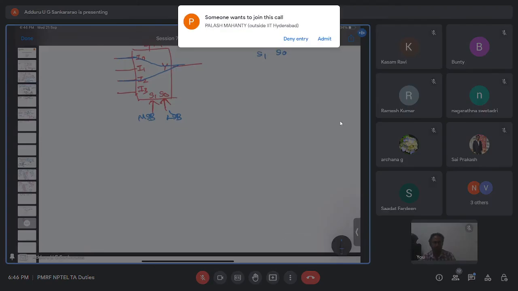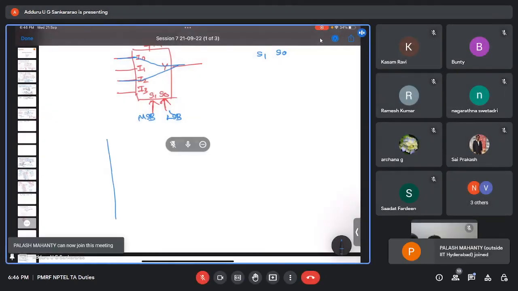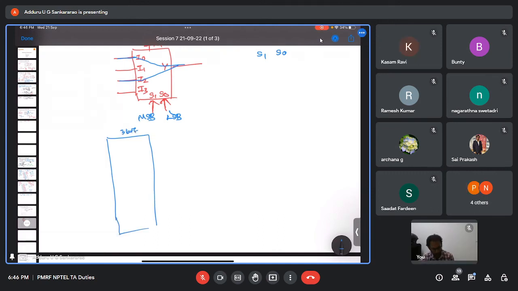Suppose I take a 3-bit multiplexer. It will have 2 cube inputs and 1 output. The inputs are I0, I1, I2, I3, and so on up to I7. Only one output will be there. The number of selection lines equals the number of bits, so it's a 3-bit one and will have 3 selection lines: S0, S1 and S2. Here S2 is MSB and S0 is LSB.